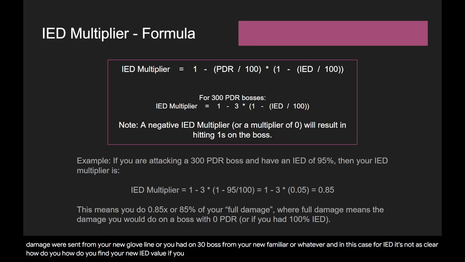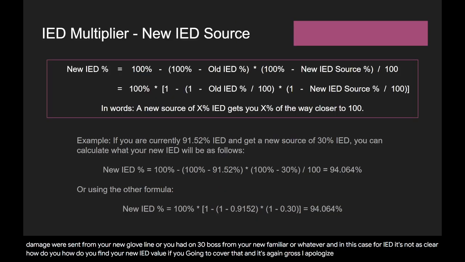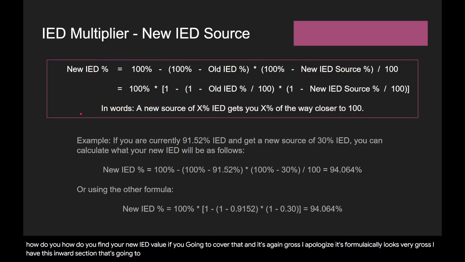So the next slide is going to cover that, and it's, again, gross. I apologize. It formulaically looks very gross. I have this in-words section that's going to explain it. The idea behind IED is fairly simple, I promise, but formulaically it just works out really gross.